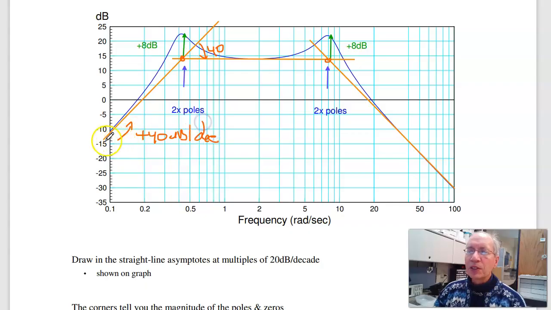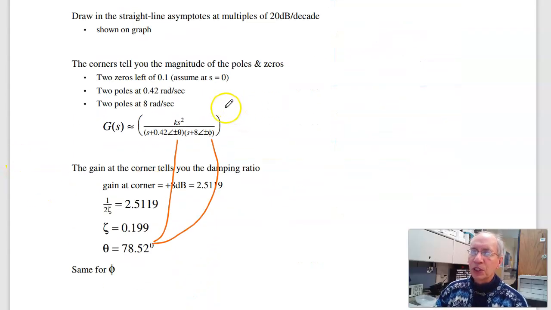So that tells me I've got 2 zeros to the left of 0.1. Where they are, I can't tell. It's off the graph. So I'm just going to assume 0. Infinitely far left.